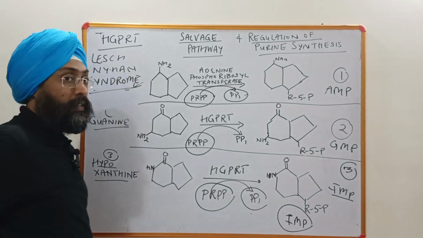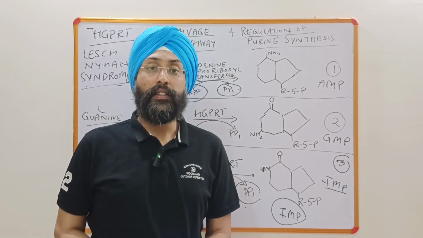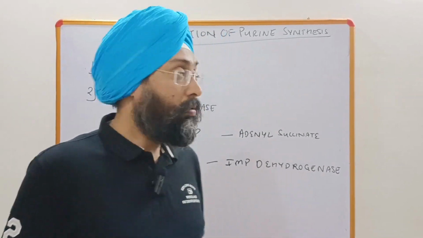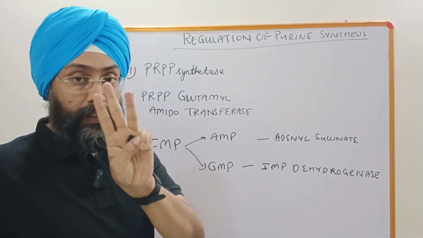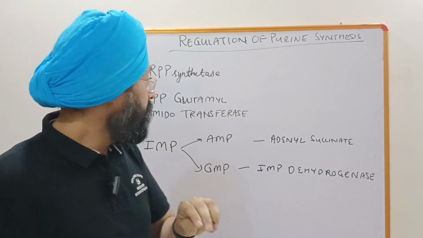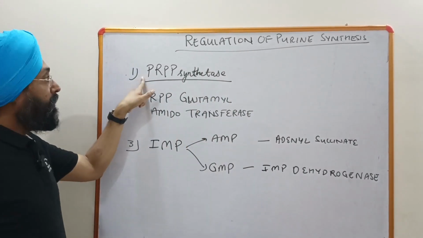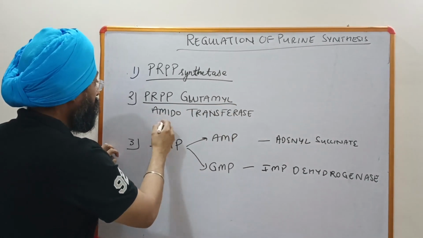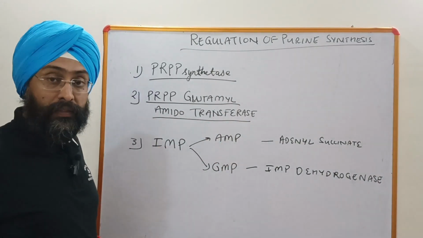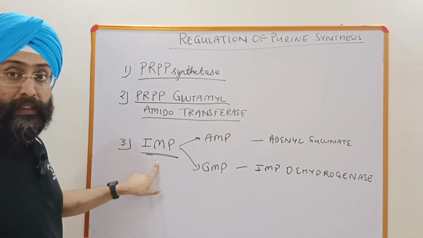Now we'll start with regulation of the purine nucleotide synthesis. There are three basic steps where regulation takes place. First is the first step of de novo synthesis, that is the enzyme PRPP synthetase. Then the second step is glutamyl aminotransferase, and the third is the 11th product, that is IMP.